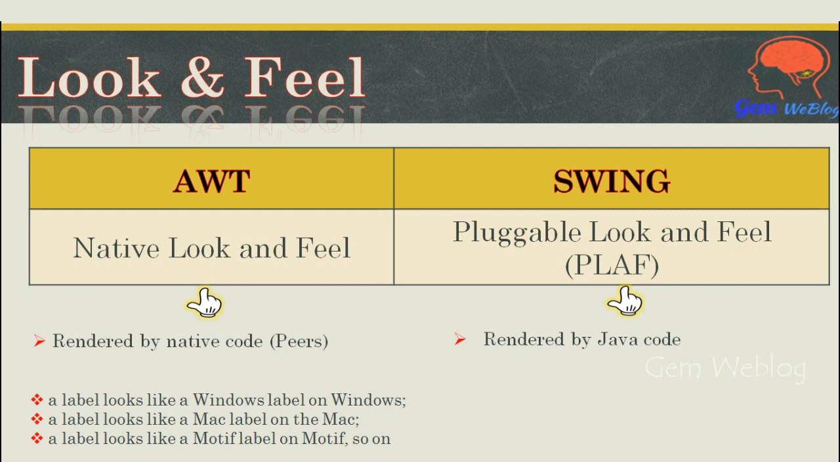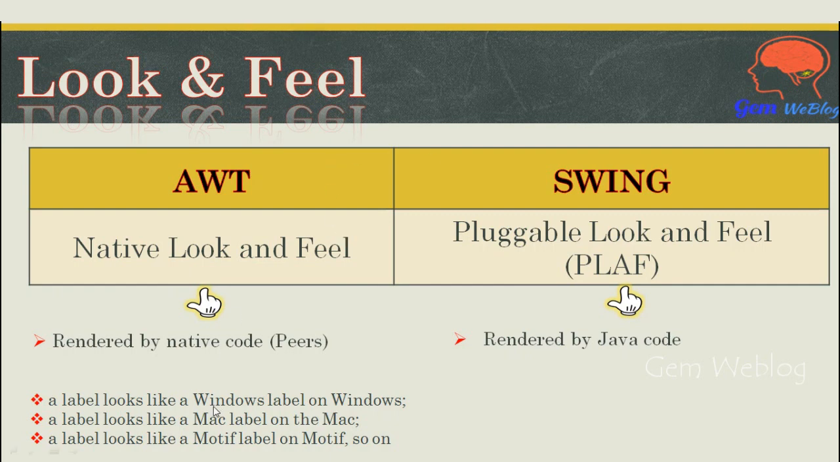So what is meant by native look and feel? It is purely rendered by the native code. That means if you want to implement any component, the request has to be sent to the existing underlying OS. That piece of code is called peers. Whereas in Swing it is rendered by the Java code.